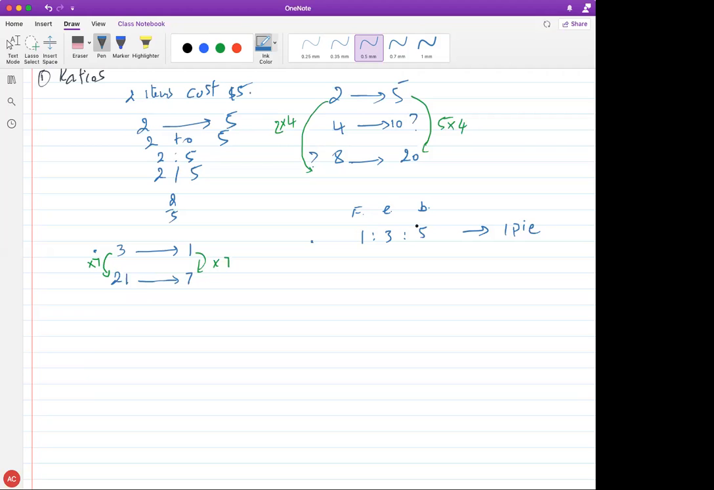So if this makes 1 pie, then if you're going to make 2 pies, you're going to double all this. If you make 3, you triple them, and so on. So for example, you want to make 2 pies here. All of these will be doubled, so it will be 2 cups of flour, 6 eggs, and 10 tablespoons of butter for 2 pies.